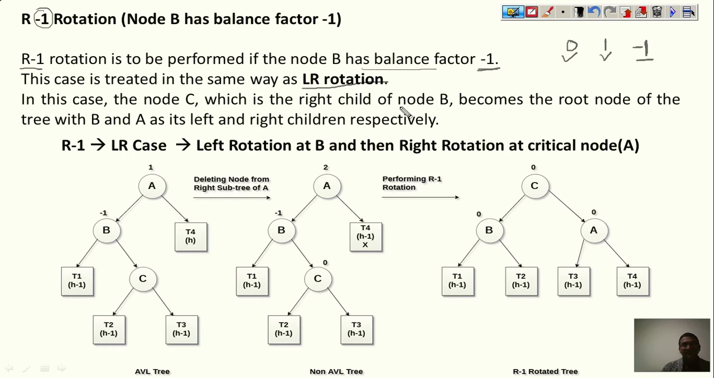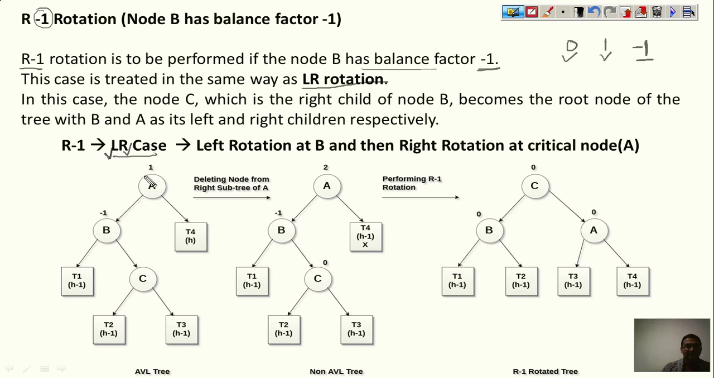We will see how to apply or implement this R minus 1 rotation case. R minus 1 is very similar to the LR case. In the LR case, we need to do a left rotation and then a right rotation. The left rotation we do at the immediate parent, and the right rotation we do at the critical node. This is the same as what we discussed in insertion.